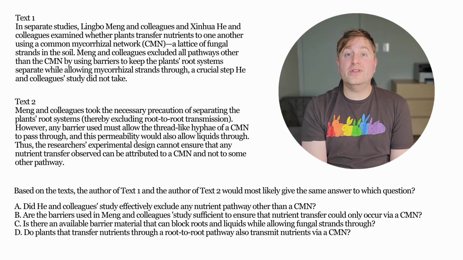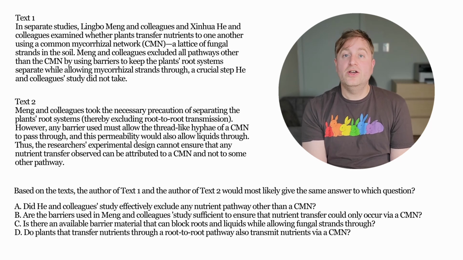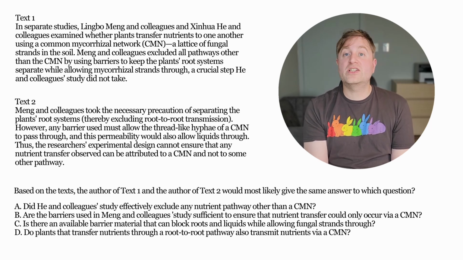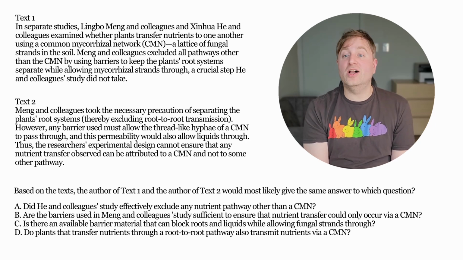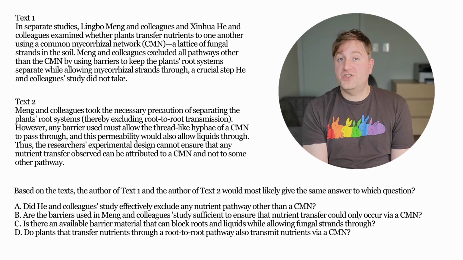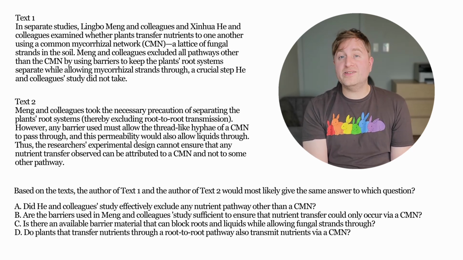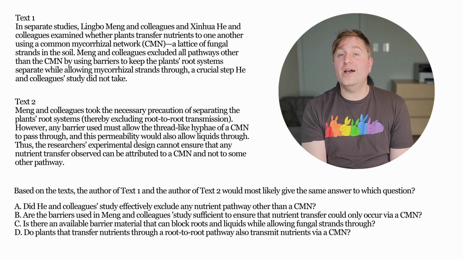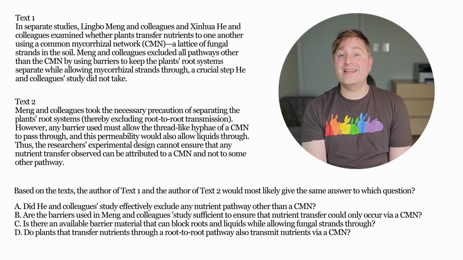Now, you are absolutely right that text 2 doesn't mention anything at all about He and colleagues, but it does tell us that Meng and colleagues took the necessary precaution of excluding root-to-root transmission. And we know from text 1 that He and colleagues did not take this step, which the author of text 2 deems to be so important. Therefore, both authors would clearly agree that He and colleagues did not take steps to effectively exclude any other type of pathway. This means that we've gotten lucky one more time and stumbled upon the correct answer in our first try. The answer is A.